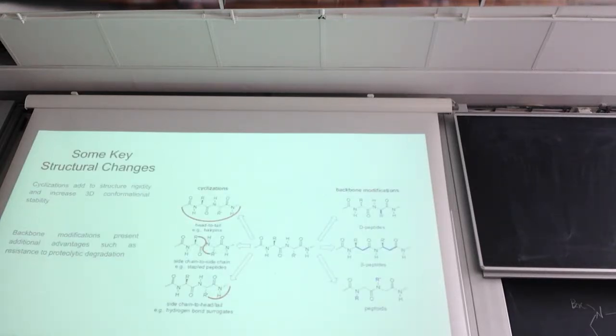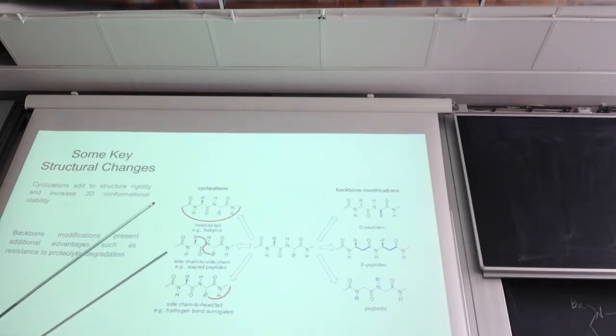fortunately, there are some options to address these issues, and there are two types of structural changes that might be incorporated for this. And the first one is cyclizations, which consists of closing a loop in the peptide amino acid sequence in order to create a macrocyclic structure, which will add to structural rigidity as well as stabilize the conformation.